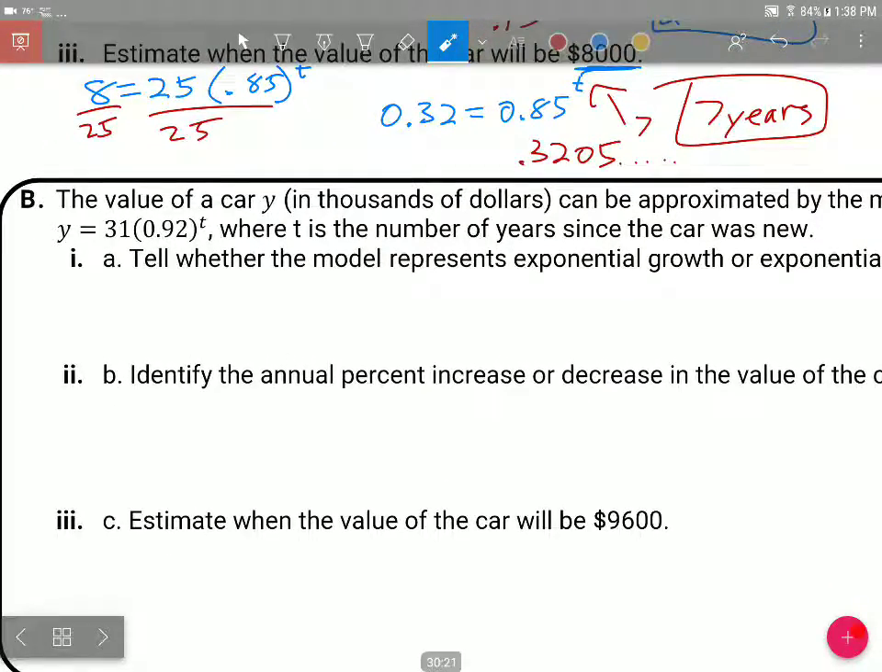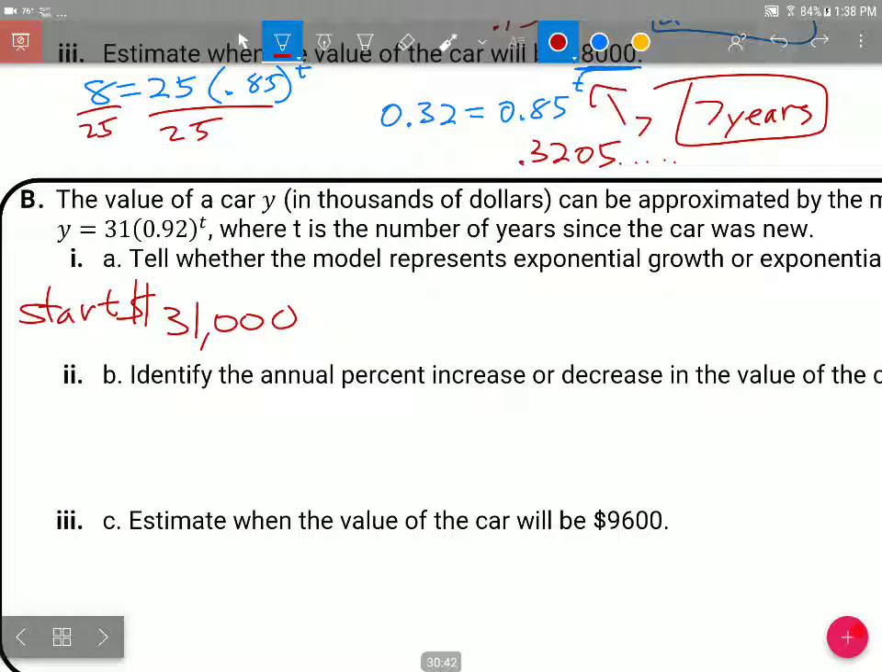First things first. Here we go. The value of a car in thousands of dollars can be approximated by that equation, where t is the number of years since the car was new. First things first. I want you to tell me, how much is the car to begin with? What is the starting price? 31. 31 what? $1,000. $31,000, because it's in thousands of dollars.